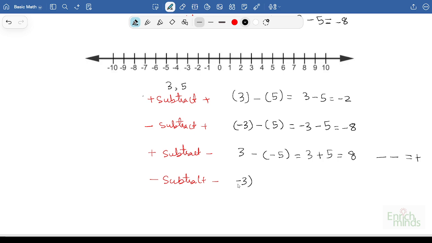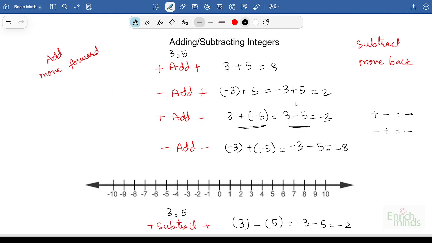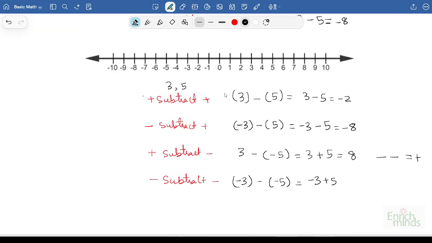Or if we take away a negative number from another negative number. Taking away a negative number is as good as adding a number to another number. So minus 3 plus 5. So this is similar to this part, minus 3 plus 5. What happens here? We start at minus 3, and since we are adding a number, we move forward 5 steps. 1, 2, 3, 4, 5 to get the answer 2.